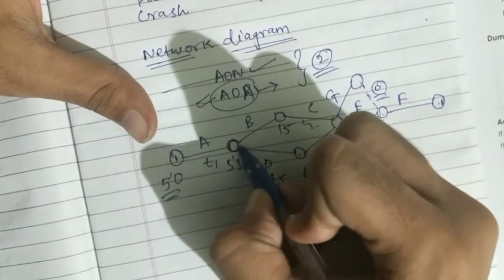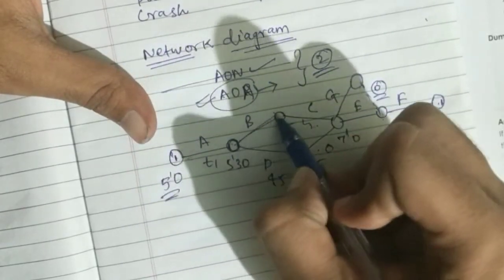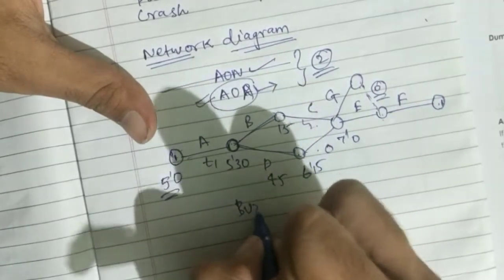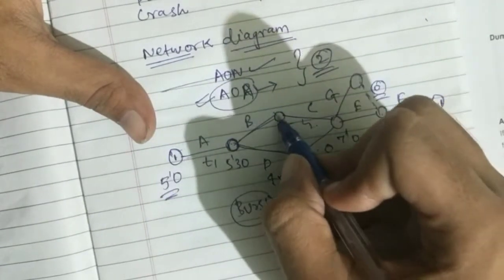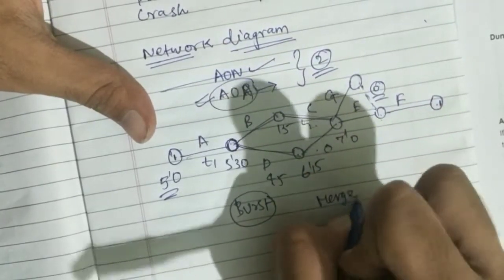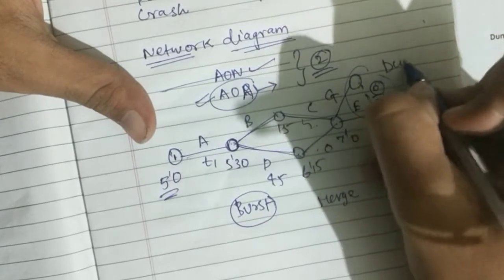And here this event is called a burst event. Why? Because after completion of this event, it is diverging into two events. This is called a burst event. Burst, B-U-R-S-T. And here after this activity these two are merging over here. This is called a merge event, and this is called a dummy activity.